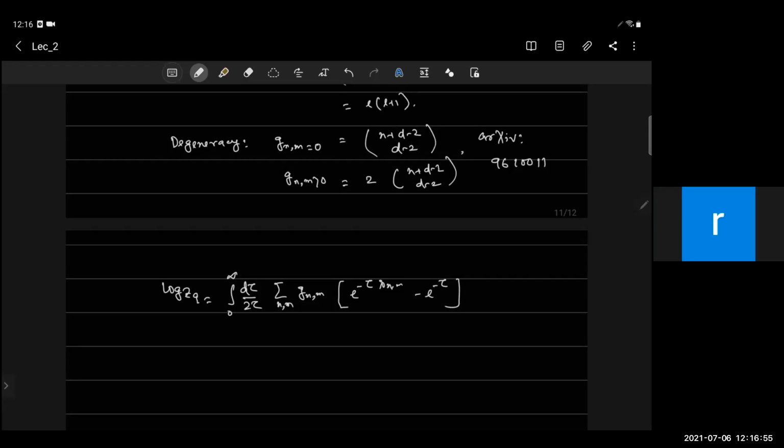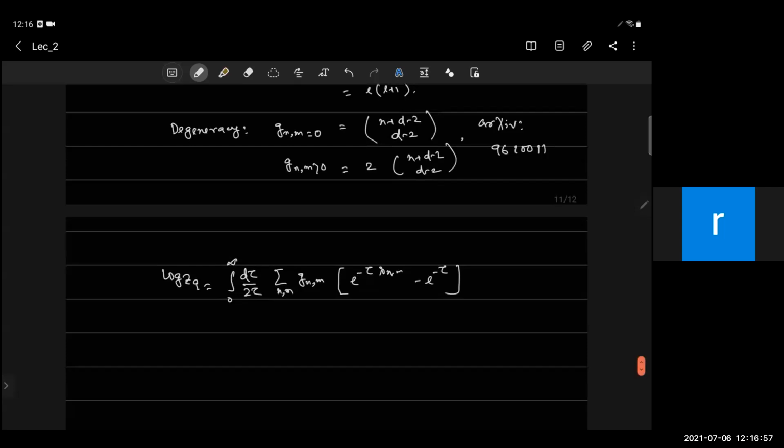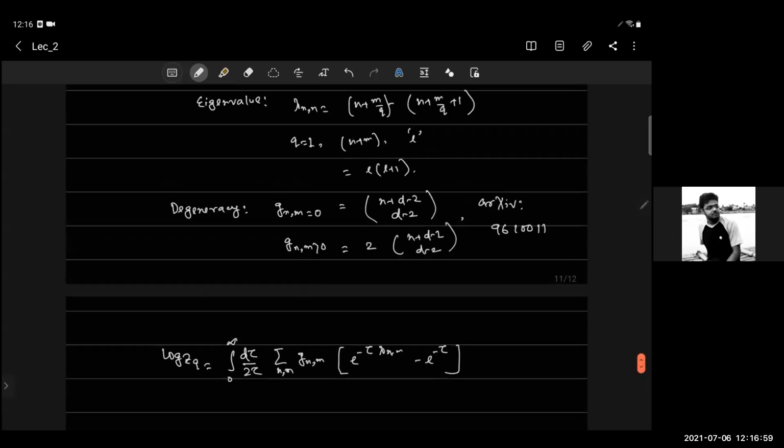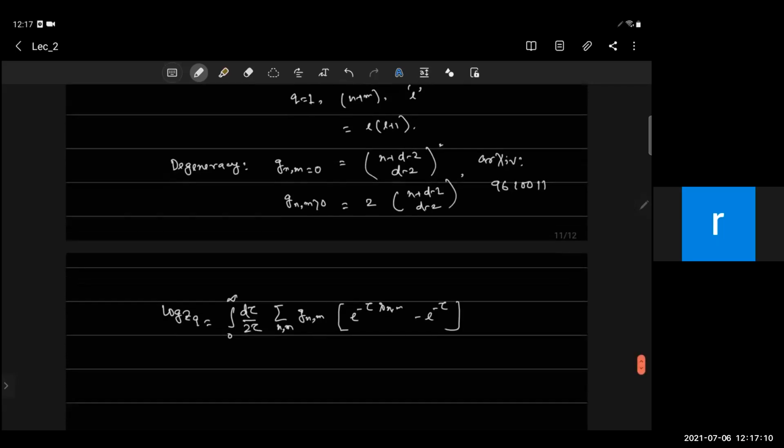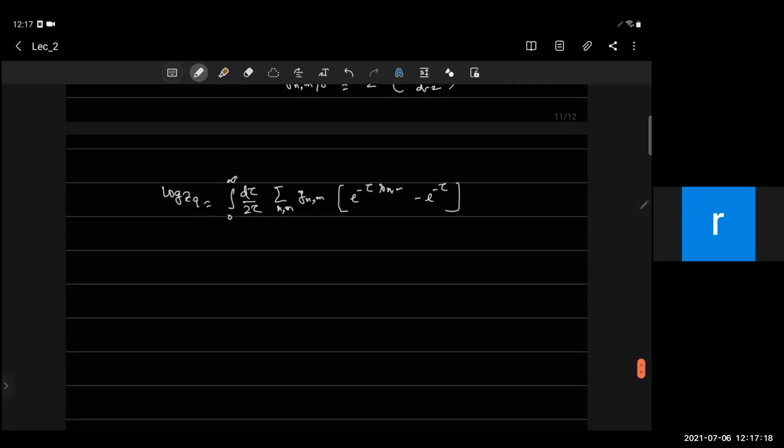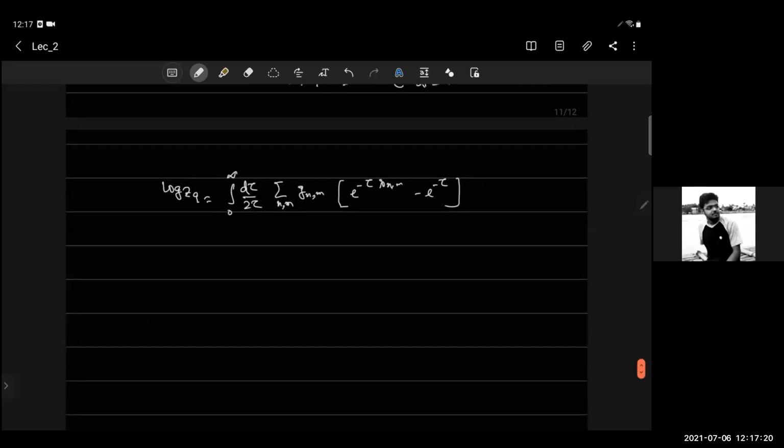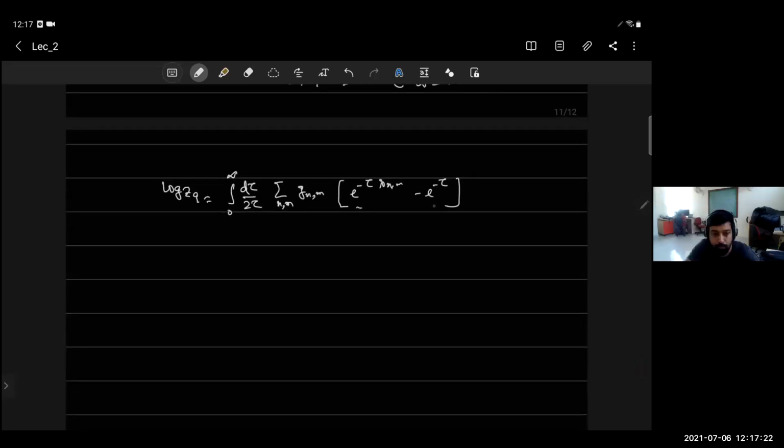In this problem, we are at d equals 2. You substitute d equals 2 here. I'm giving you the general formula for arbitrary d, so you can substitute d equals 2, and the degeneracy will be just 1 and 2: 1 for m equals 0, and 2 for m greater than 0. Okay, so you have two terms. The first term is this, the second term is this.